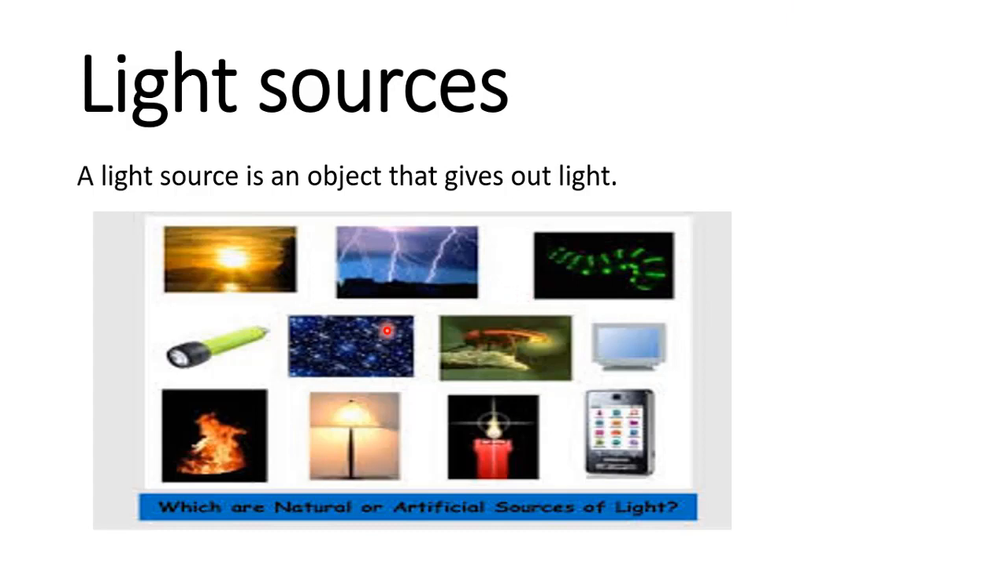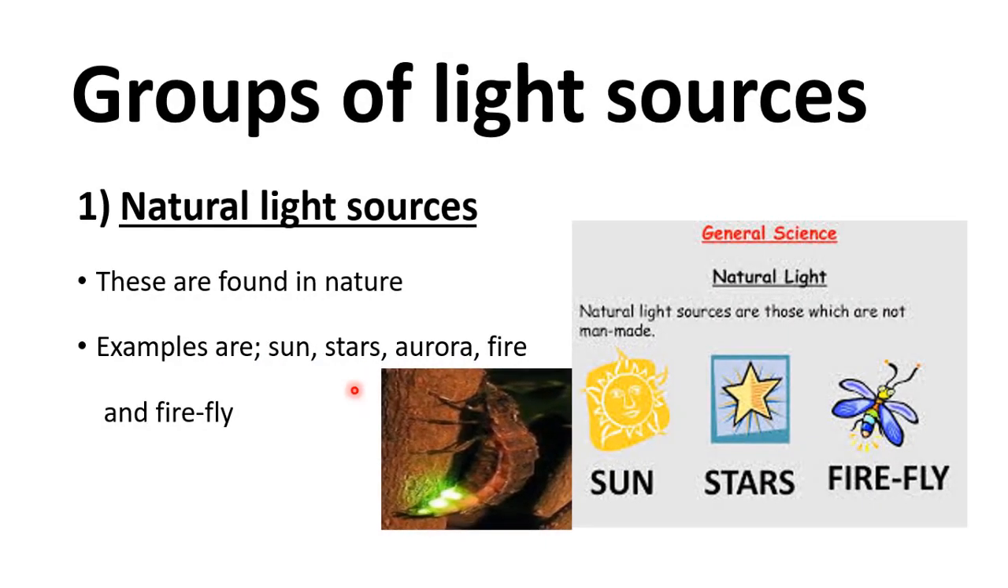As I said earlier, there are two kinds of light sources, which are natural and artificial light sources. So which are natural or artificial light sources? From these, which light sources are natural and which light sources are artificial? So, kinds of light sources or groups of light sources. The first group is called natural light sources.